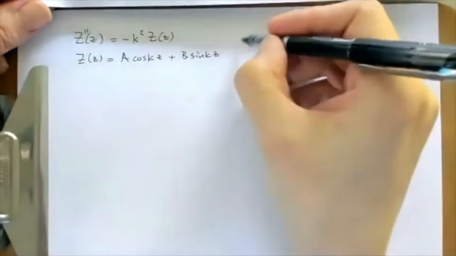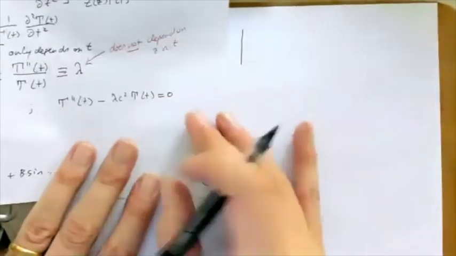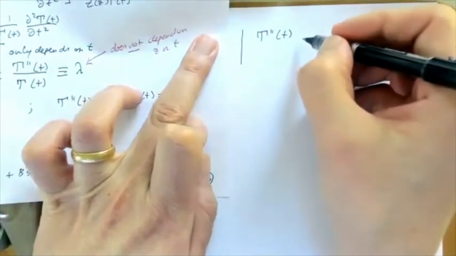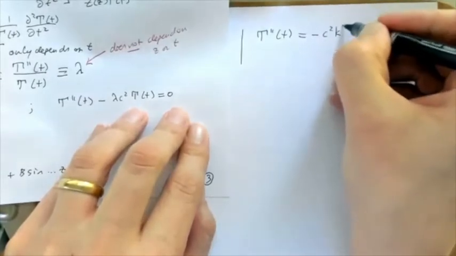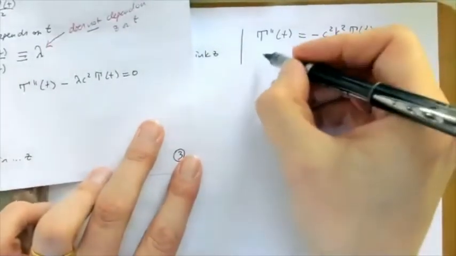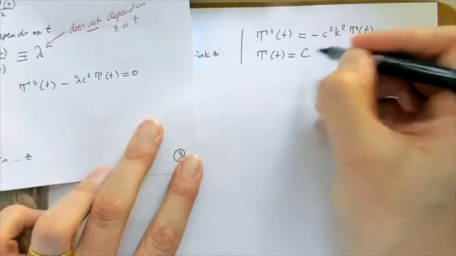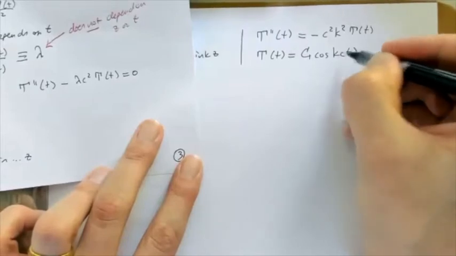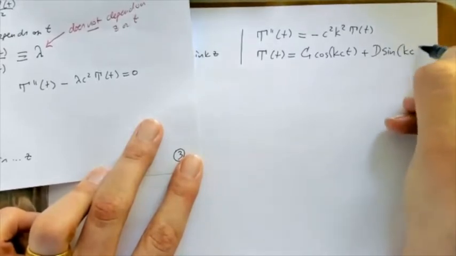All right. Now, at the same time, do the same thing for t. Now we have t here, except for t, we have an extra c squared. So we'll have t double prime is equal to minus c squared kappa squared t of t. All right. And that means that the most general form of this looks again like some kind of a cosine. So let's call it big C cosine kct plus D sine kct.